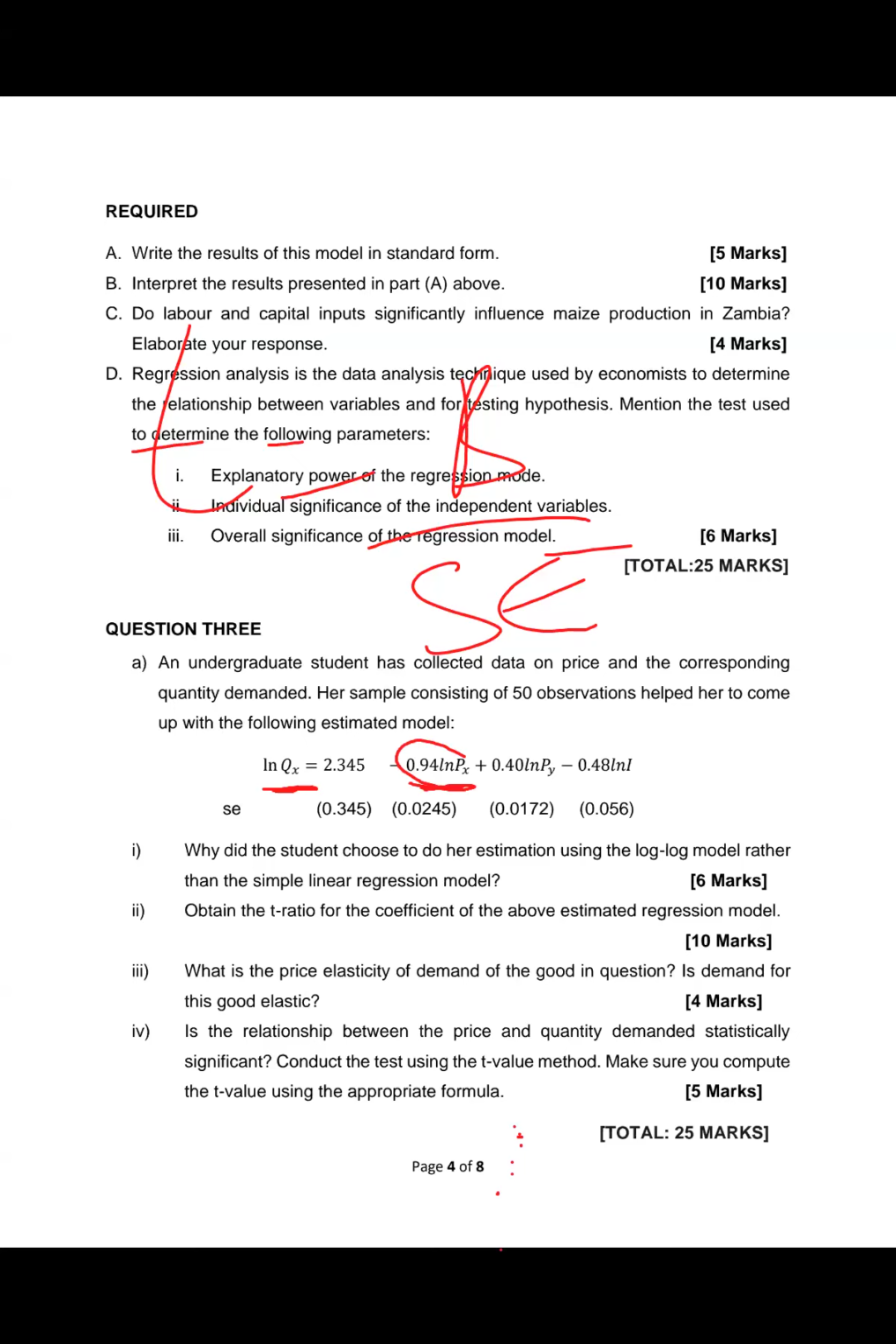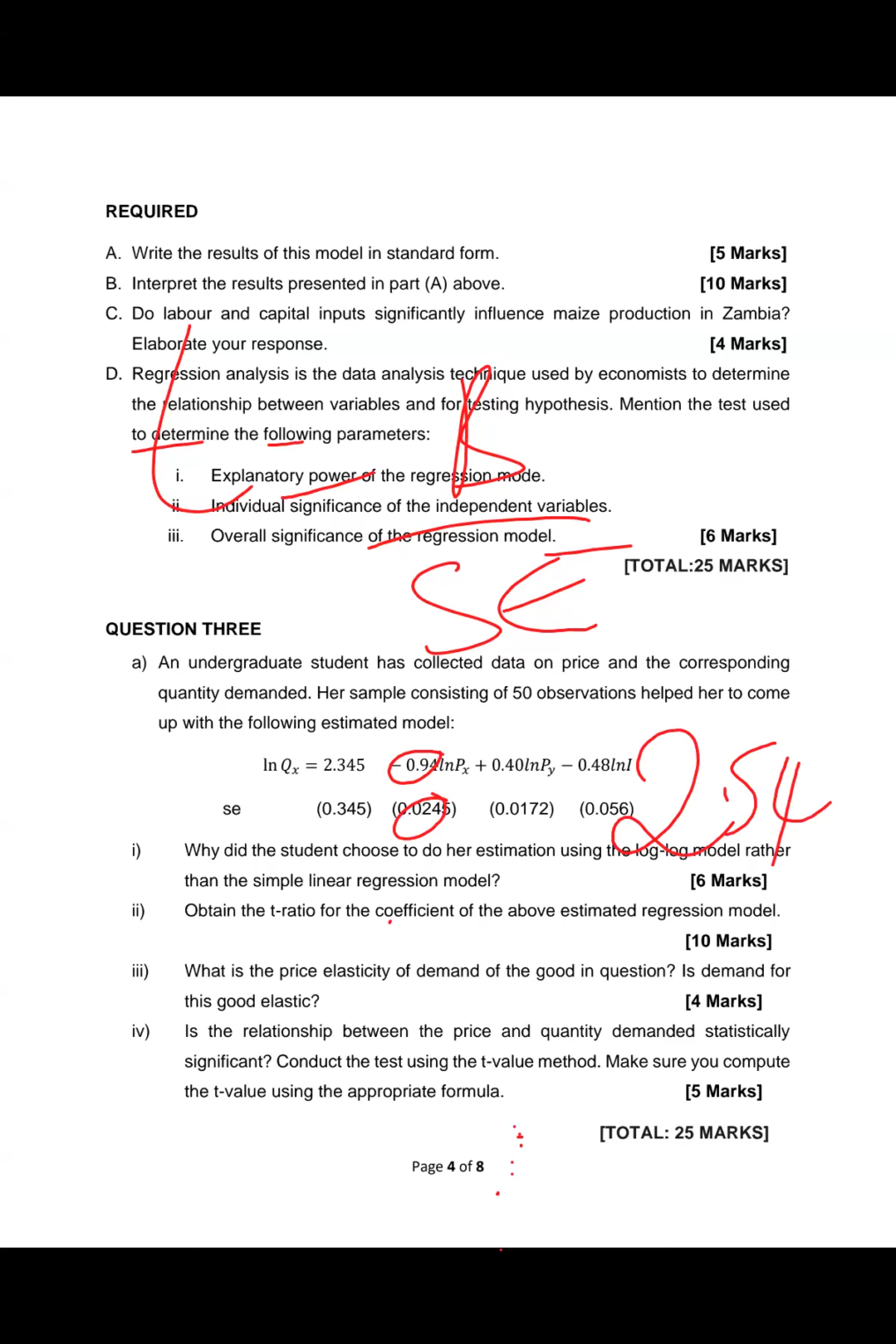Is the relationship between the price and the quantity demanded statistically significant? So you look at the p-value, you look at the t statistic that you're going to do. That is what will help you know whether the relationship is statistically significant when you divide this by that. So at 5%, if it is greater than 2.5, then it is statistically significant, right? You got it?